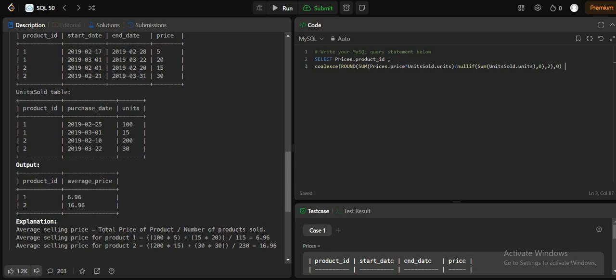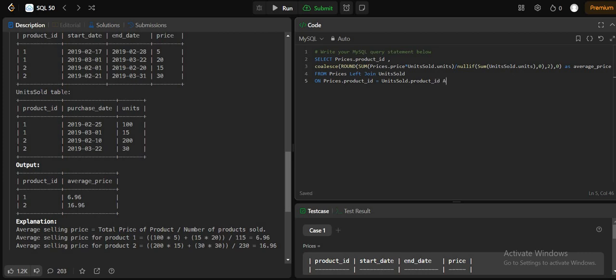This is how you calculate it, and name it as average price. This is how you created your column. Now from where? From our prices table, left join. Why? Because we want to include every product ID, whether it is available in the units sold table or not, whether the product had some sale or not, but we want to include it. So left join units sold. On what basis are you joining? On the basis of two things. First is prices dot product ID, which is equal to units sold dot product ID. If these two are equal, then join the tables.